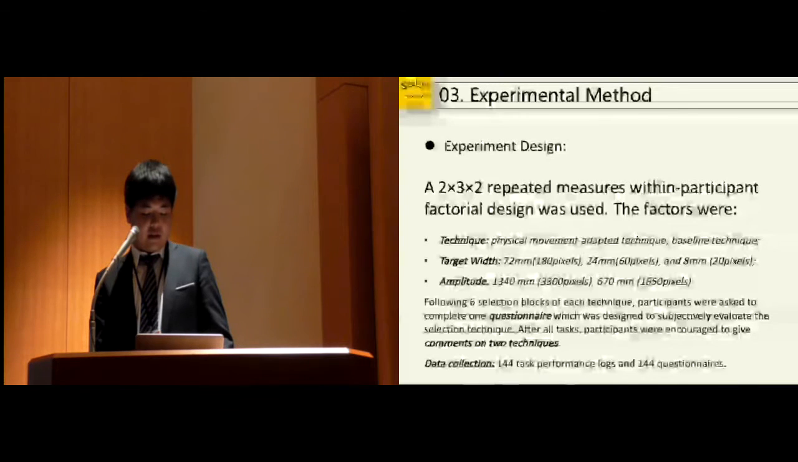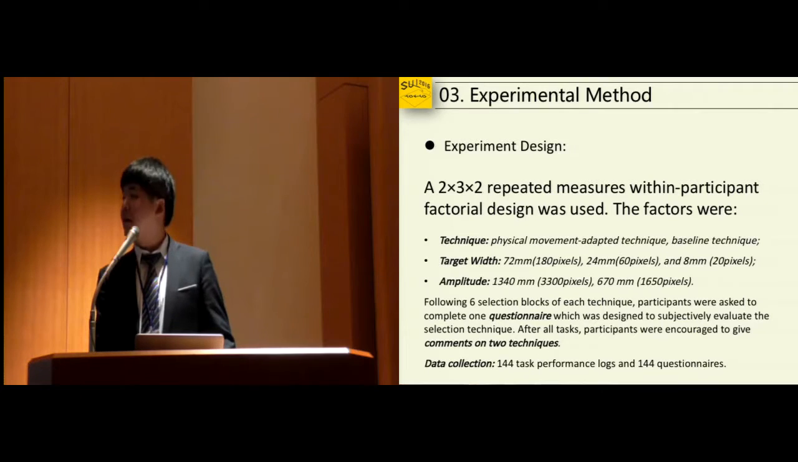3 target size conditions and 2 moving amplitude conditions are designed to build varied selection difficulties. All participants use the 2 selection techniques, and each completes 6 selection blocks. Note that after completing 6 blocks for each technique, participants were required to complete 1 questionnaire to evaluate the selection technique, and they were encouraged to give comments on the 2 techniques.